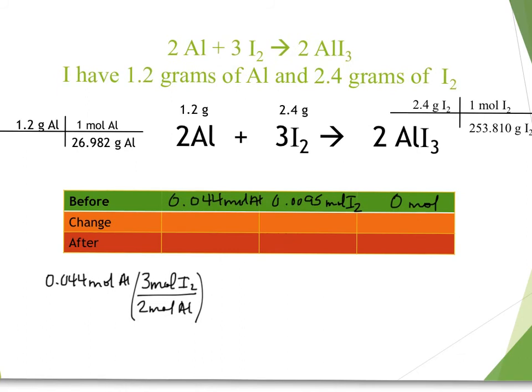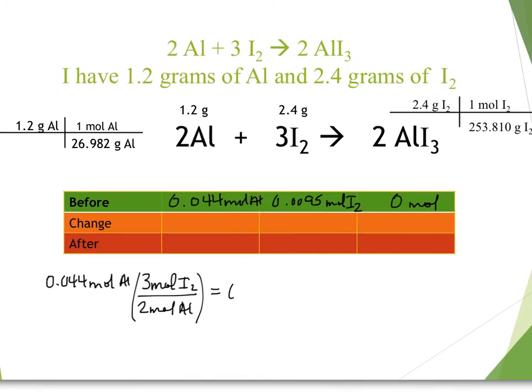Which, if you look at it, do I have enough iodine in order to actually supply the usage of all of my aluminum? If you look at it, 0.066 is more than what I have available of iodine. So what this means is that iodine is actually my limiting reactant. So I know this one's going to change by losing all of it.